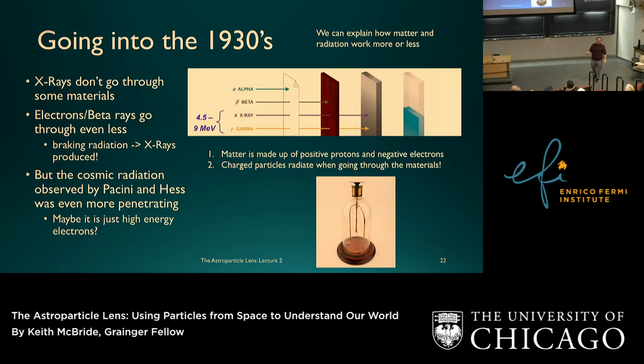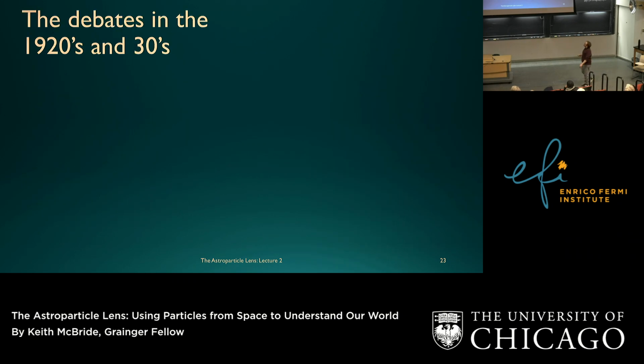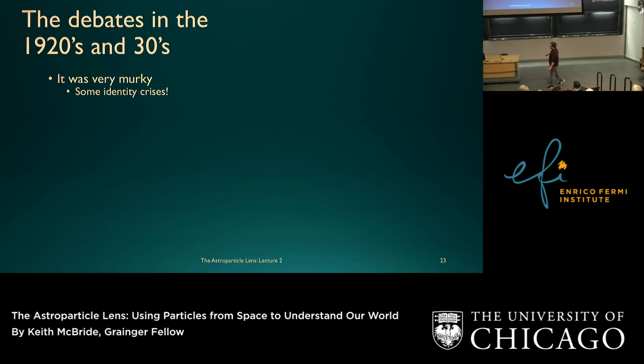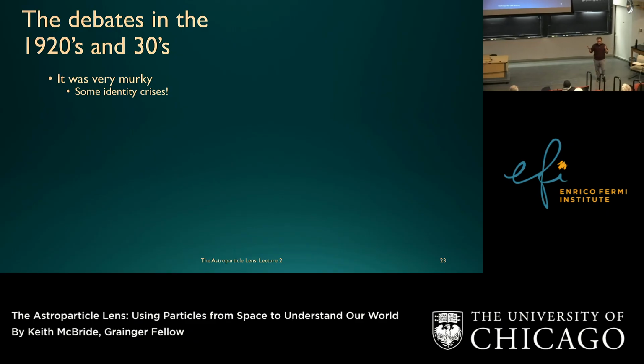So a lot of people at the time said, maybe this cosmic radiation is just charged particles or gamma rays, and there was this whole debate. And it was very murky. When I look at some of the historical papers, it felt like there were a lot of identity crises, like who are we, right? We can explain all this, but not that.